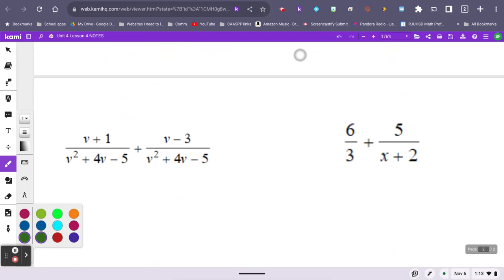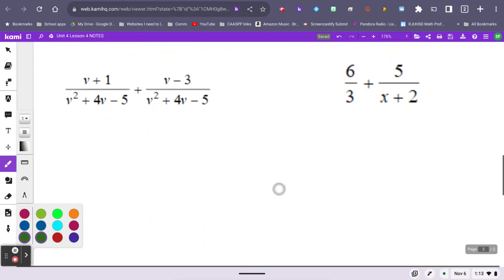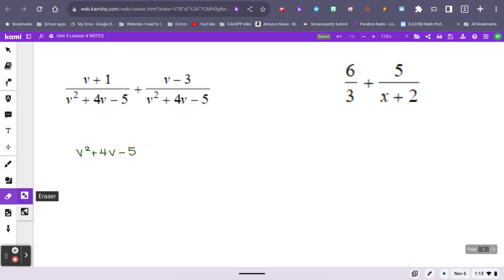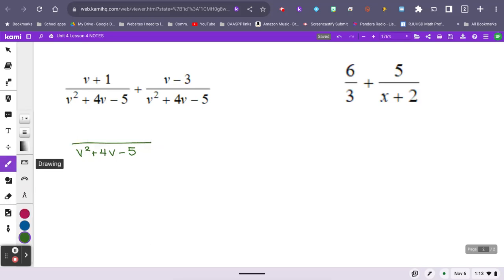Okay, now we're going to practice doing these. So first thing we always want to look for is, do we have the same denominator? In our first one, we do have the same denominator. So all we have to do is write it one time. So v squared plus 4v minus 5. Didn't need to write that line that's long. There we go. And now all we have to do is add like terms.